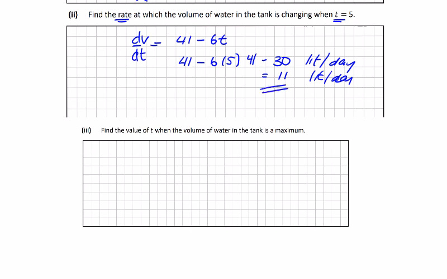Part 3. Find the value of t when the volume of the water is a max. Have to find when dV/dt is equal to 0 here. When is dV/dt equal to 0? 41 minus 6t is equal to 0. 6t is equal to 41. t is equal to 41 over 6. Fairly easy. Is this ominous of what's to come?